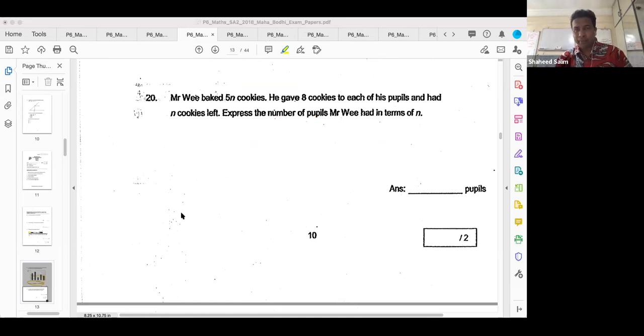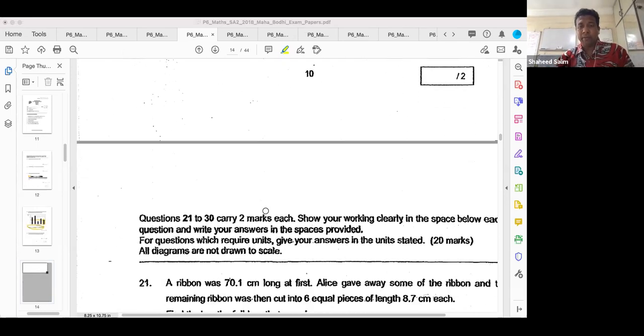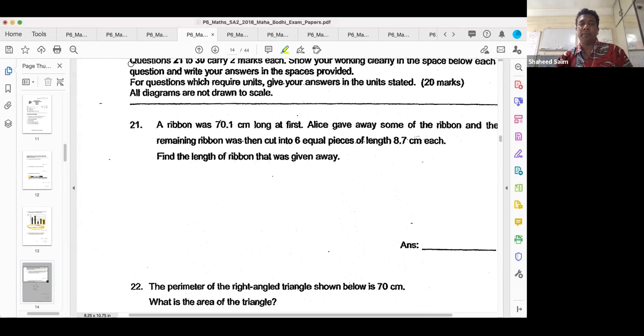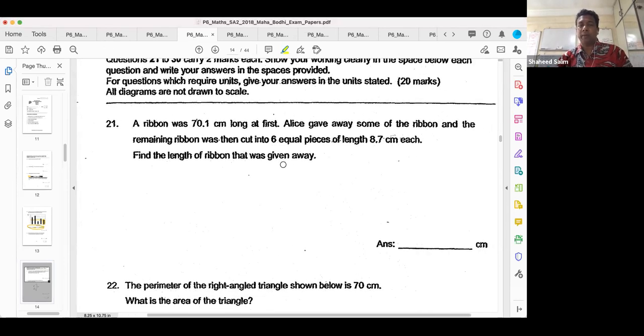You know how fast time flies? We only have 13 minutes left. Very fast, right? When you're engaged, it's very, very fast. Okay, this one now. Question number 21.